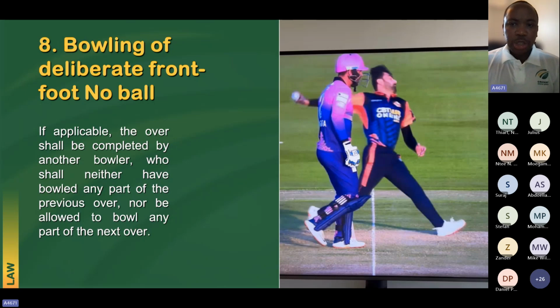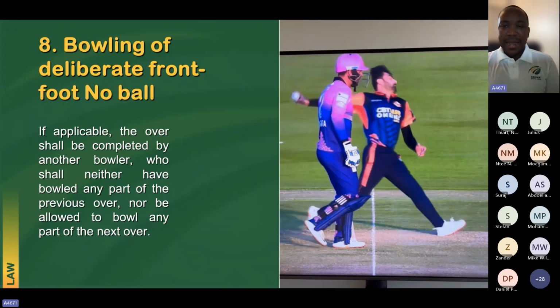It is quite a harsh penalty for deliberate no balls. So you need to be 100% sure that it was deliberate before you apply the penalty of suspending the bowler from bowling for the rest of the innings. I don't think he was suspended in this particular match, but as mentioned, it is under investigation for spot fixing.